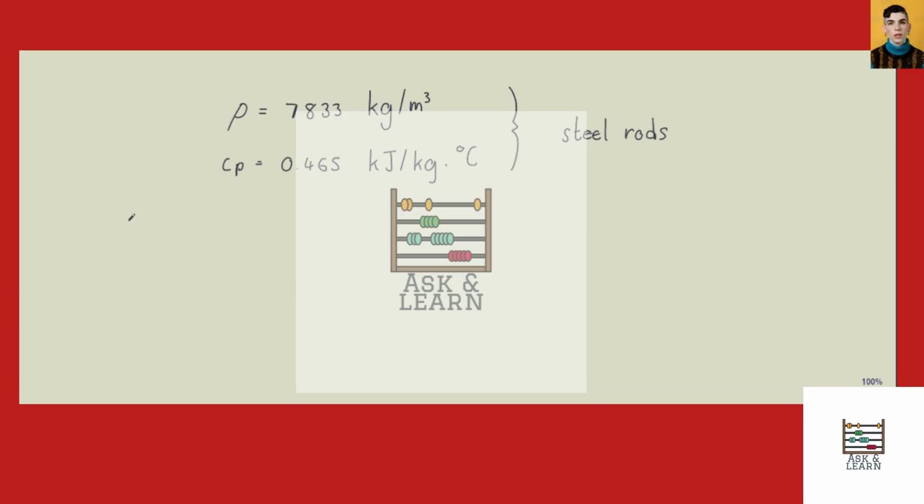In this problem, we have long cylindrical steel rods which are heat treated in an oven. We need to calculate the rate of heat transfer to the rods in the oven. We assume that the thermal properties of the rods are constant and that the changes in kinetic and potential energies are negligible. Now, the rod has properties of the density of 7,833 kg per cubic meter and specific heat at constant pressure of 0.465 kilojoule per kg degree Celsius.